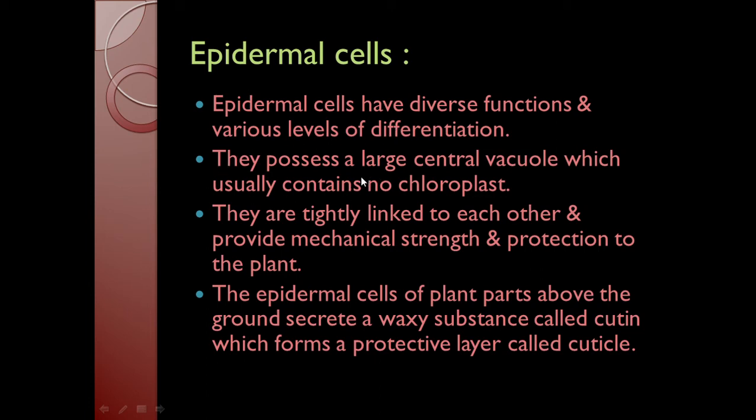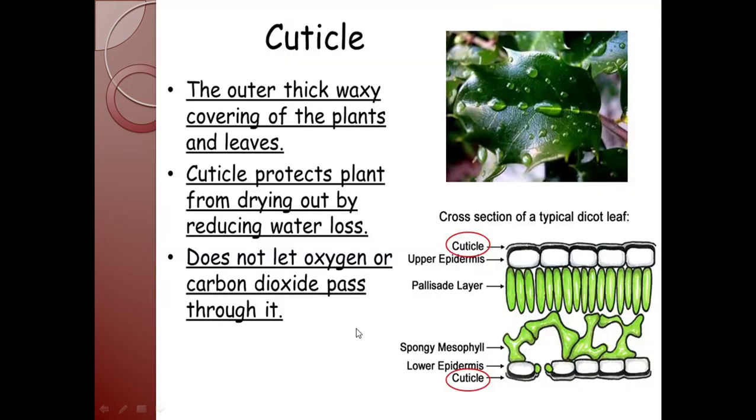They possess a large central vacuole which usually contains no chloroplast. See, these epidermal cells usually lack the chloroplast. They are tightly linked to each other. These cells provide mechanical strength and protection to the plant. The epidermal cells of plant parts above the ground secrete a waxy substance. That waxy substance is called cutin. This cutin forms a protective layer called cuticle.